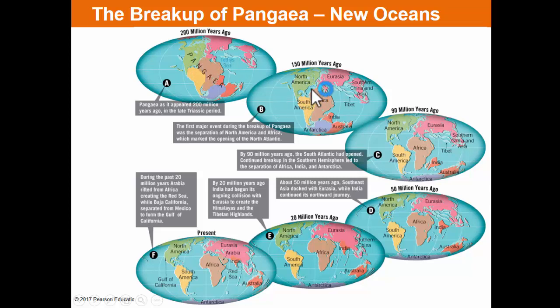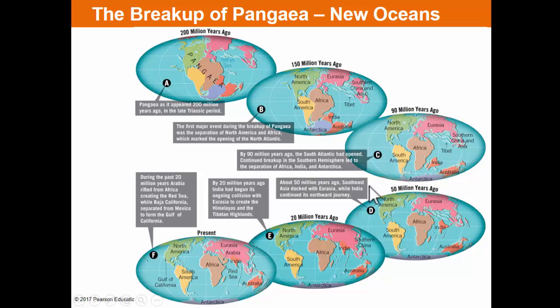And so slowly, the Atlantic Ocean began to form. So the separation of North America and Africa was the first major event of the breakup of Pangaea, and the North Atlantic began to form. Then, about 90 million years ago, the South Atlantic opened up and the Southern Hemisphere began to break apart. And then we also saw India and Antarctica begin to pull away as well.